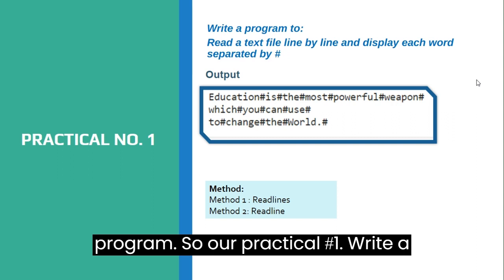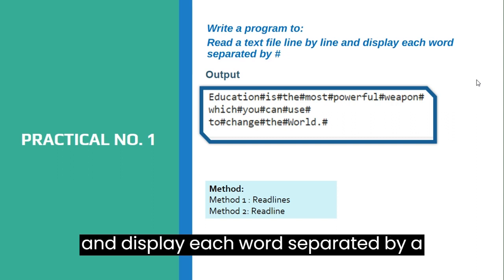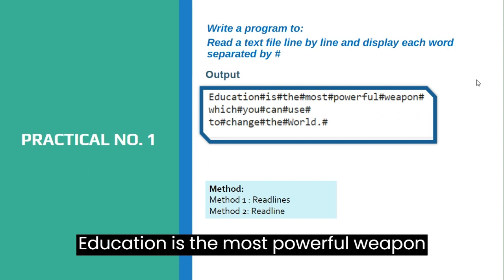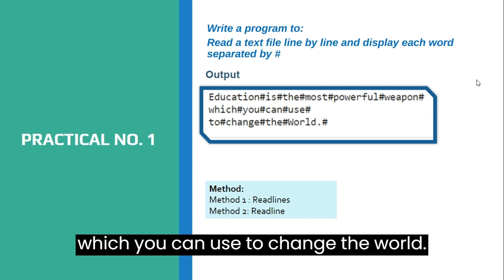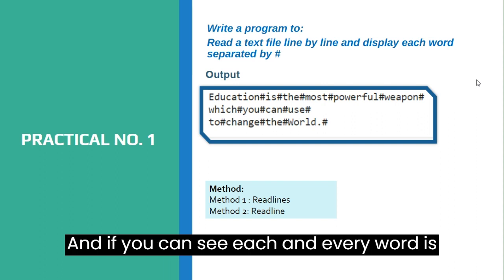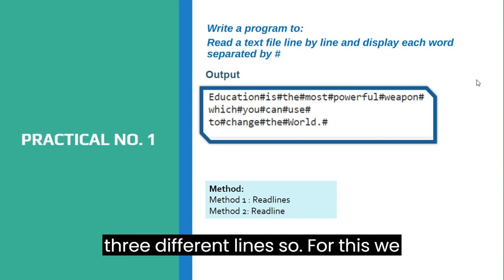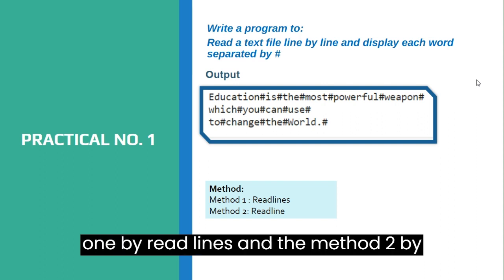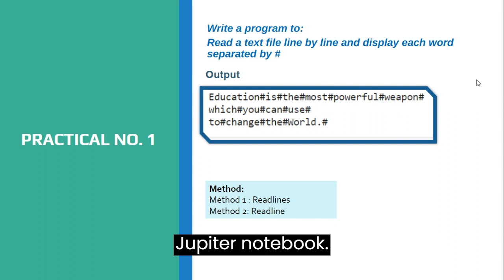So our practical number 1: write a program to read a text file line by line and display each word separated by a hashtag. So our expected output will be: education is the most powerful weapon which you can use to change the world. And if you can see, each and every word is separated by a hashtag, and these are in 3 different lines. For this we will use 2 different methods: method 1 by readlines and method 2 by readline. So let's move to our Jupyter notebook.